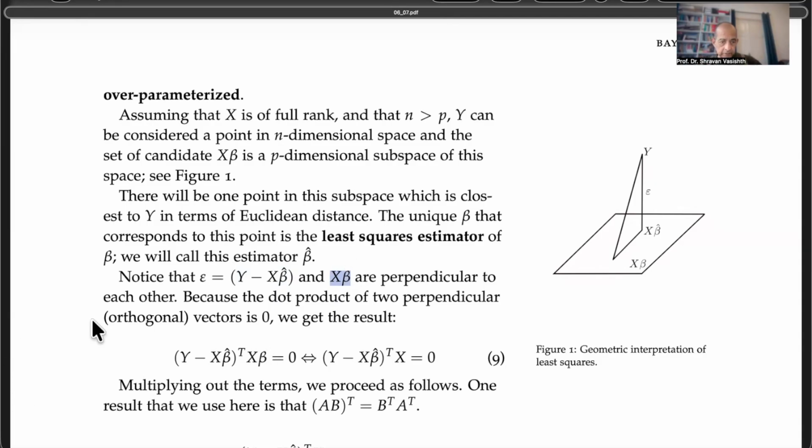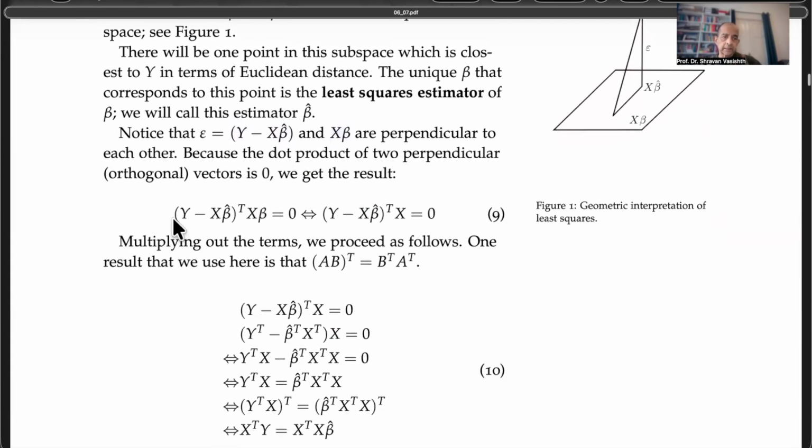Standard matrix algebra, right? So we get the result that y minus x beta hat, transposed to have conformable matrices, times x beta is 0. Now if I divide both sides by beta, I get a simplification here: y minus x beta hat transposed times x is equal to 0.